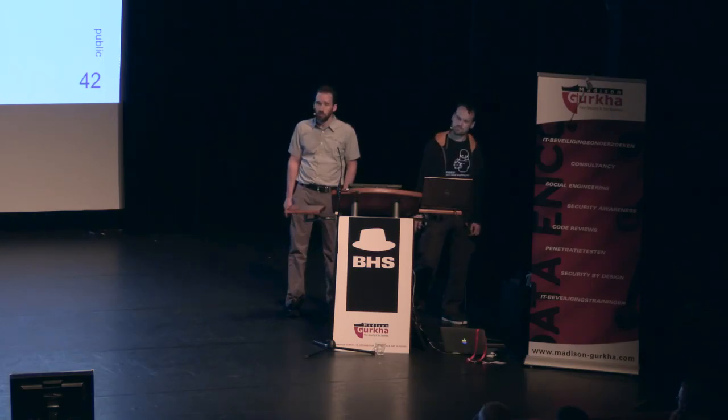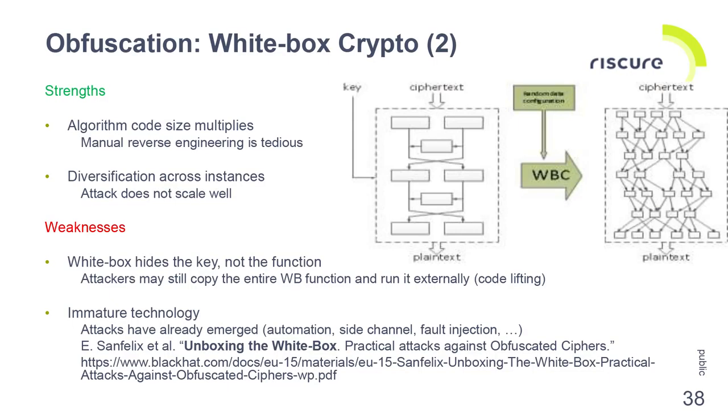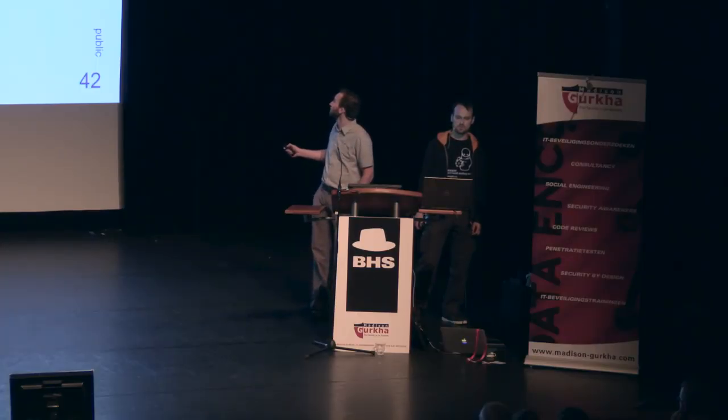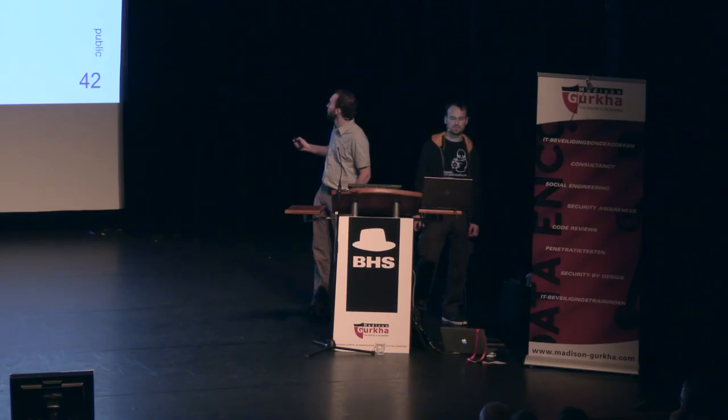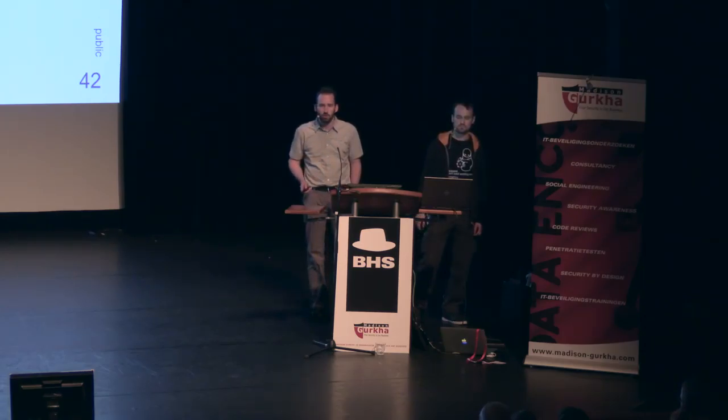But of course, such a solution also has weaknesses. The white box will actually hide the key, but it will not hide the function, because if I execute the white box, I can still see what it's actually doing. If you give inputs, for example the ciphertext, into the white box, there's still a ciphertext going in and the plain text coming out, so I can still see what is actually happening.